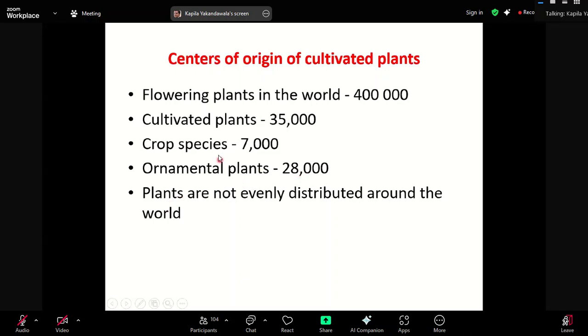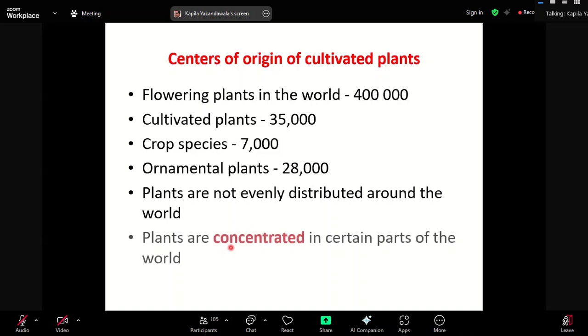As an example, if you look at wheat, you can't find wheat in Sri Lanka. You can find wheat in only certain countries, not in Sri Lanka. But mango, you can find mango in our region, but you cannot find mango in certain other countries like Europe. So these cultivated plants are not evenly distributed around the world. They are concentrated in certain parts of the world.